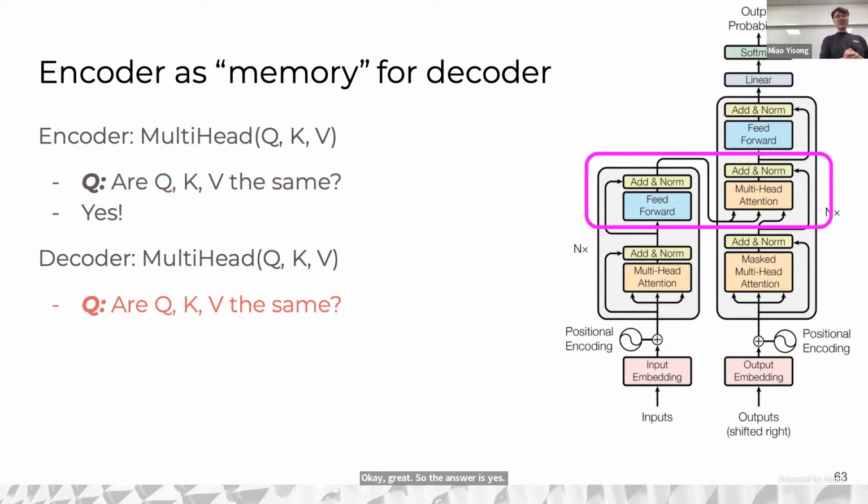As for the decoder, are they still the same? Here they have two MHA, right? So in the second MHA, are they still the same?